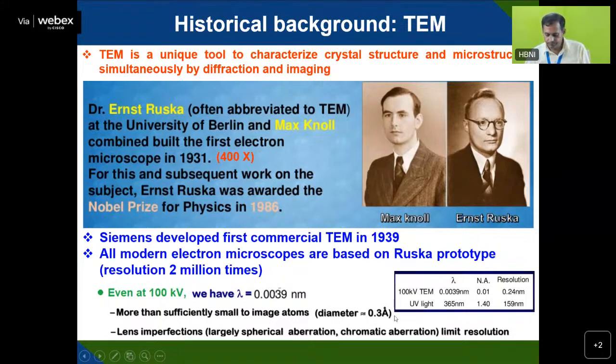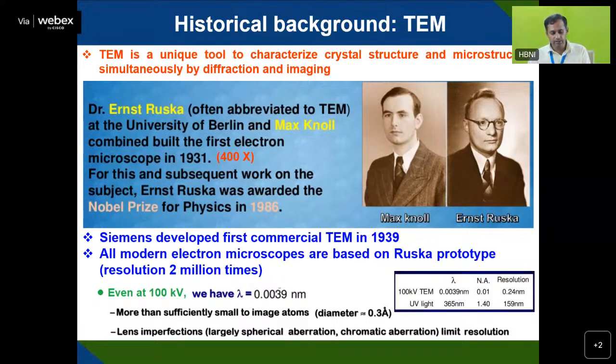You can see here, if you are using UV light of 365 nanometer wavelength, the resolution is only half of that, about 159 nanometer. But when you go for a 100 kV TEM, your lambda is 0.0035 nanometer, and your resolution is 0.24 nanometer. You can see how much enhancement is possible by using the transmission electron microscope, and you are able to see the atoms because the wavelength is quite low. Though there are some aberrations available here, like spherical aberration and chromatic aberration, that limit the resolution.